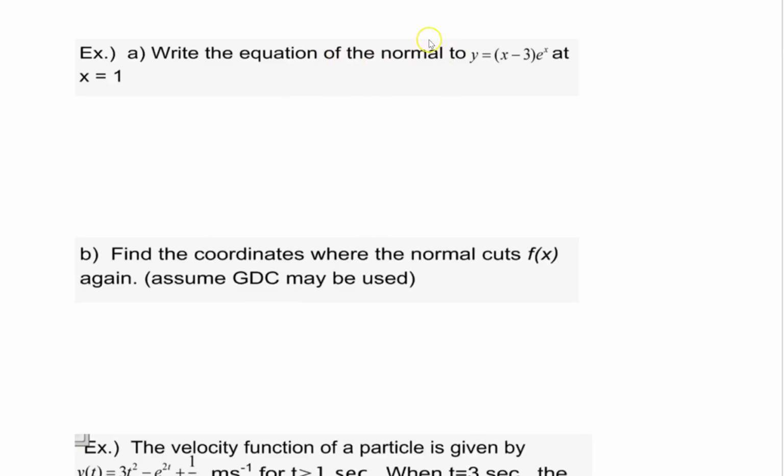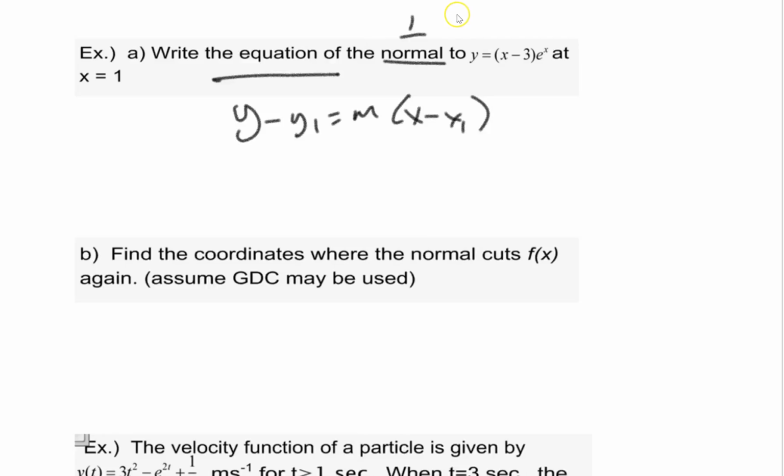Next up, write the equation of the normal. So writing equation is that y minus y1 equals m times x minus x1. Now remember, the normal is a perpendicular one, special. If you want the equation on the tan line, you just do this. Normal is perpendicular, so it means one thing. That means you do the negative reciprocal of the slope. By the way, the slope is the derivative.